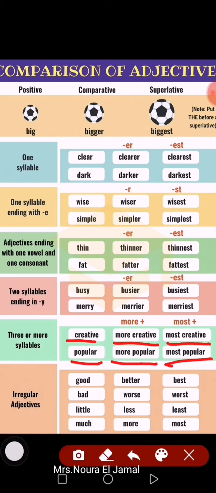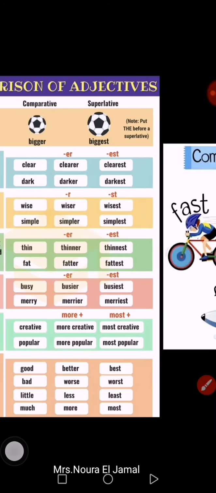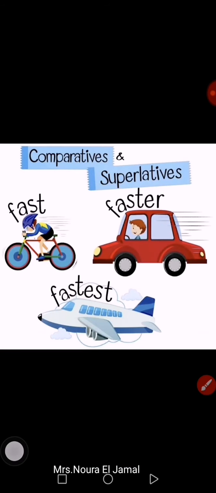Irregular adjectives, as we said before, like good, bad, little, and much. The comparative of good will be better. And then the best. Bad, worse than, the worst. Little, less than, the least. Much, more than, the most. Study them very well. Now let's move to this picture.